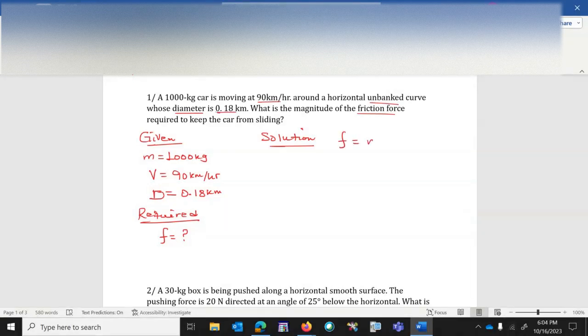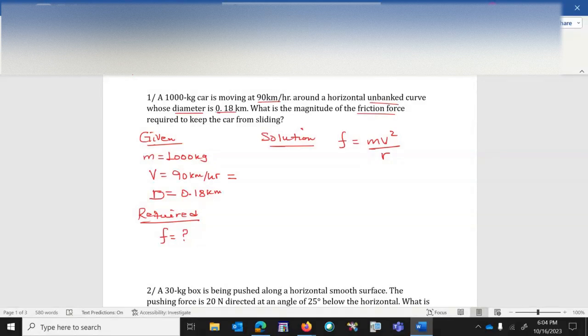F is equal to mv squared over r, which is the centripetal force. The centripetal force is now a result of friction. We can have different sources of centripetal force, but in this specific case, the frictional force is mv squared over r. I'm going to calculate this one. The mass is given, and the velocity is given in kilometers per hour. I have to convert this into meters per second.